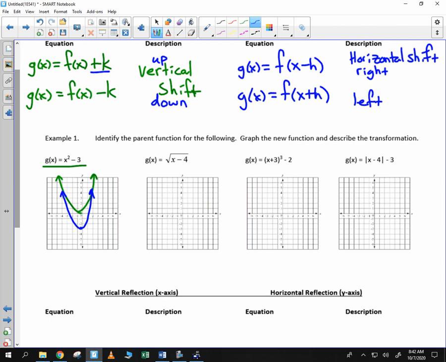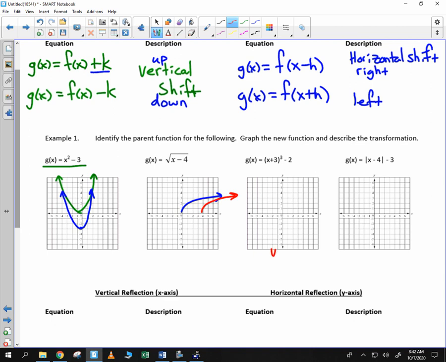The parent function for square root of x minus 4 looks like that. I would say that the minus 4 would be on the inside, whereas square root of x, minus 4, now that is on the outside. As square root of x minus 4, the minus 4 is on the inside. It creates a horizontal shift and simply moves the function to the right 4 units. Look at the next one.